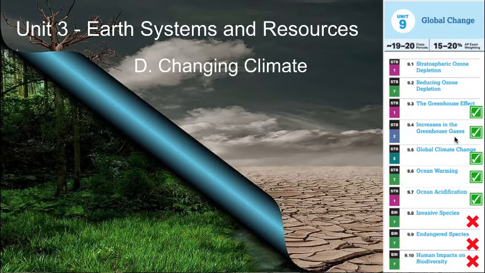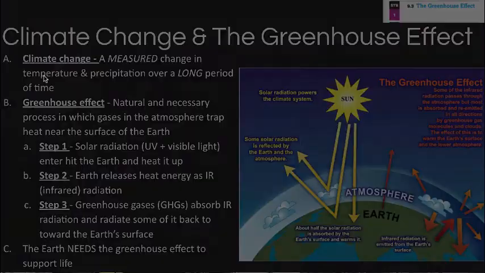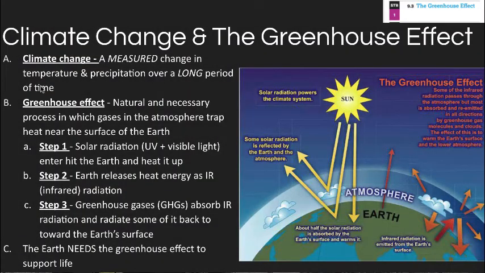We'll begin talking about the greenhouse effect, what greenhouse gases are and how they work, impacts, consequences of a changing climate, and then things like ocean warming, ocean acidification, invasive species, endangered species, and human impacts on biodiversity were all covered in our ecosystems unit, so those are already done. To begin with, climate change and the greenhouse effect. Well, how are they linked together?